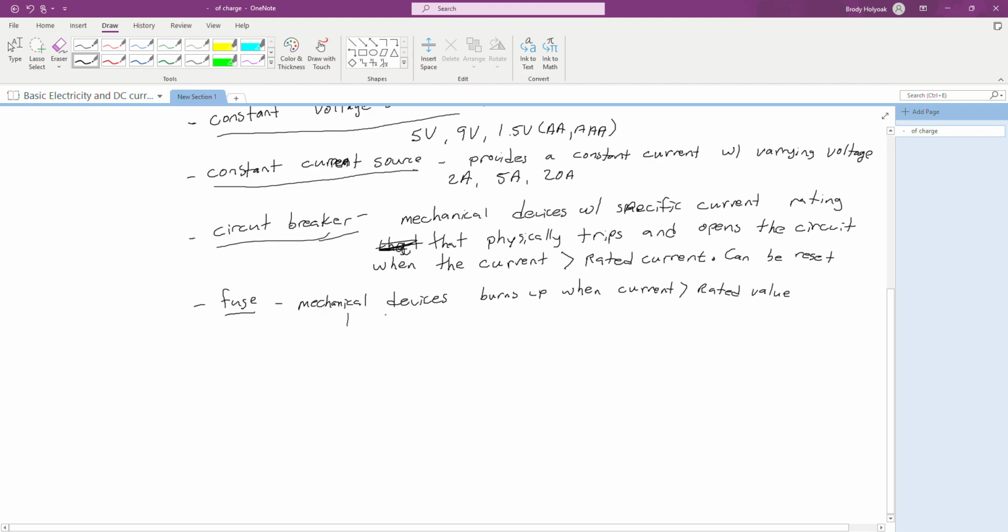This one is a one-time use. So again, a mechanical device, it has a little filament that runs from end to end, and if it gets too much current in there, it physically burns up, creating an open, and it doesn't allow current to flow through itself anymore. Again, it's one-time use. The difference being why we use fuses and circuit breakers.